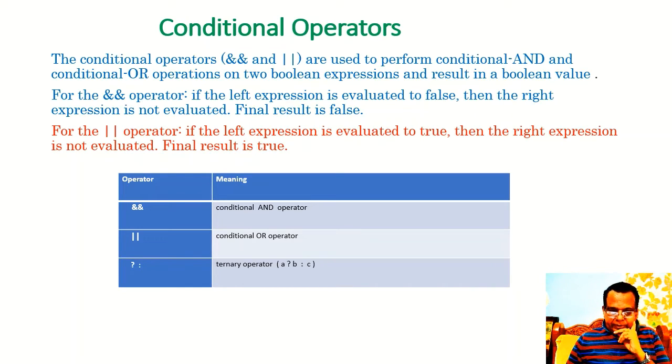Then this is the ternary operator: a question mark and then a colon. It's called a ternary operator. A question mark B colon C. Look, so these are the conditional operators: and, or, and ternary. Fine. It's very simple.